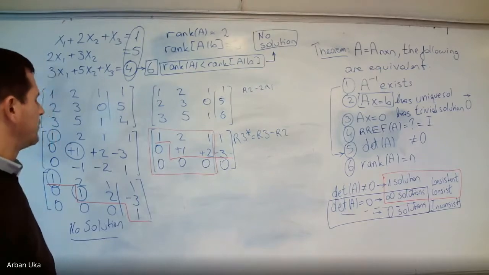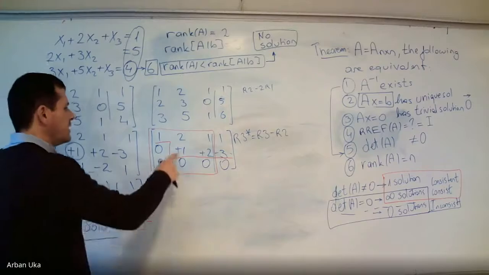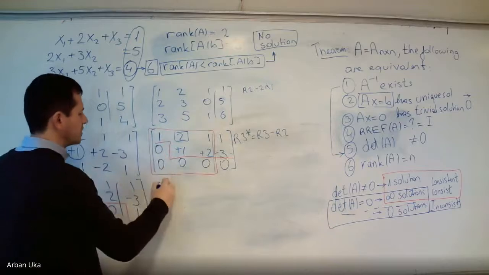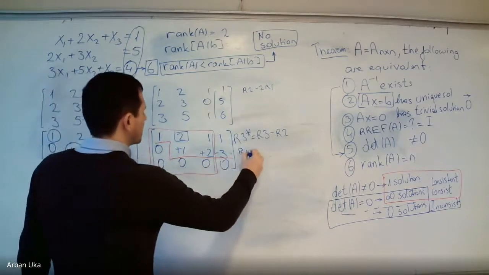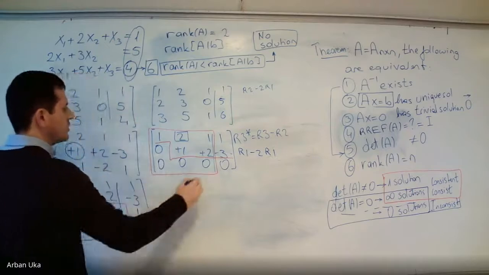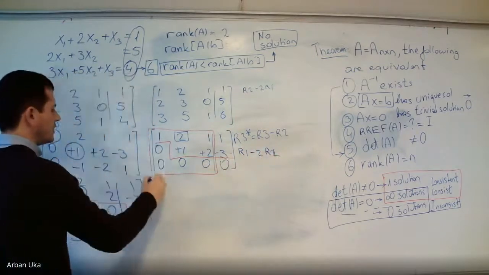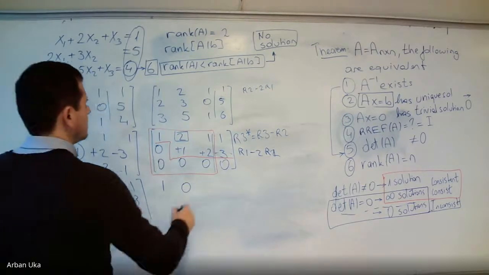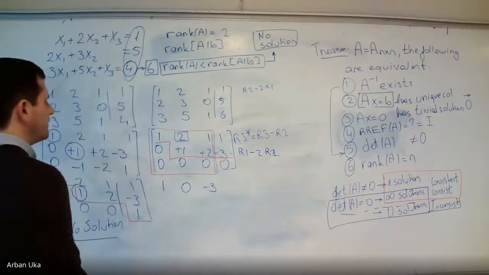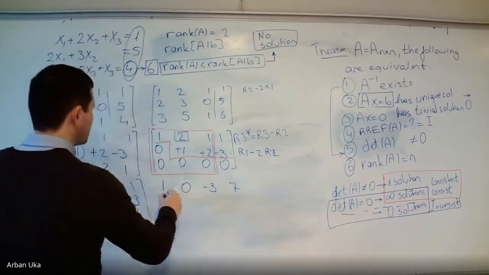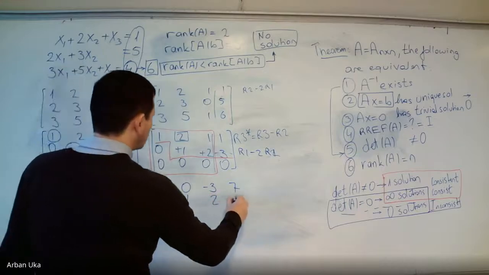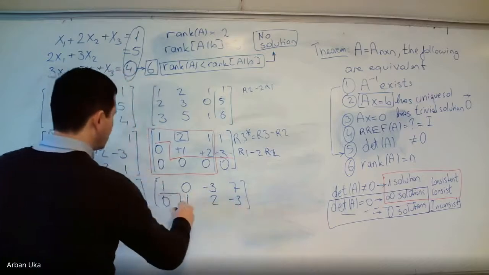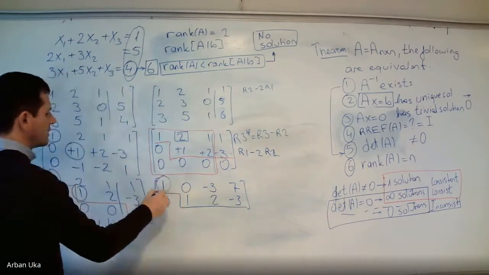Actually, we can improve this a little more by making another 0 here, and we can do that. How can we make this 2 equal to 0? Row 1 minus 2 row 2. We can change it. This becomes 1, 0, minus 3, 1, plus 6, 7, and this is 0, 1, 2, minus 3. So this is all the information that we have, and the leading ones, they are here.